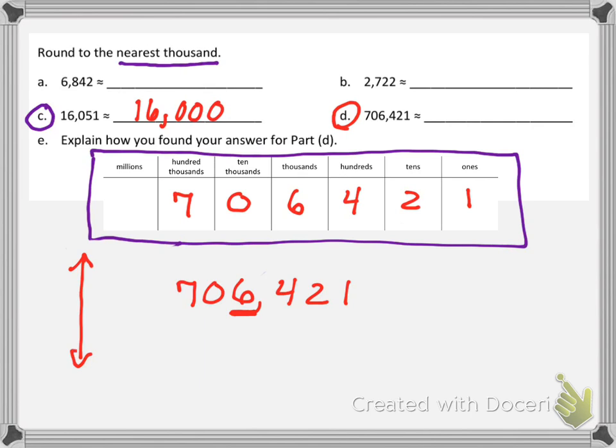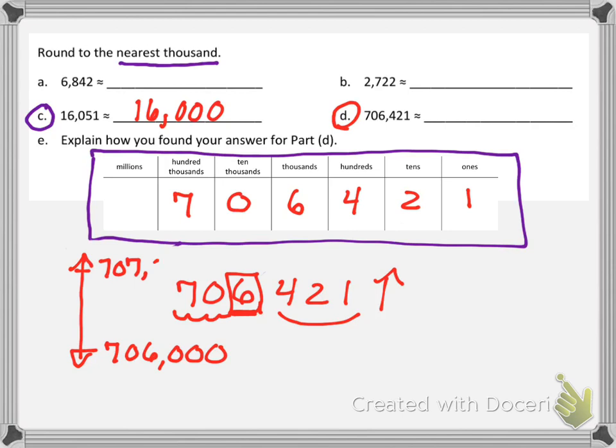So what is the lowest number that we're going to start with? Remember, this stays the same, but all these turn to zeros. So this starts with 706,000. Since we're focusing on the thousands place, going up another 1,000 gives us 707,000. Again, instead of writing that midpoint, let's think about whether 706,421 is closer to 706,000 or 707,000.